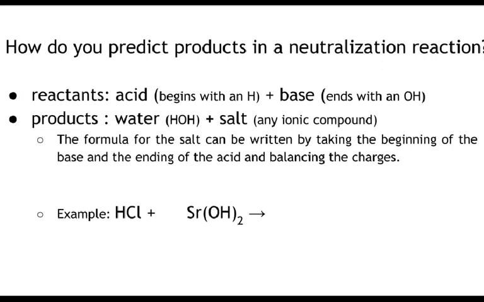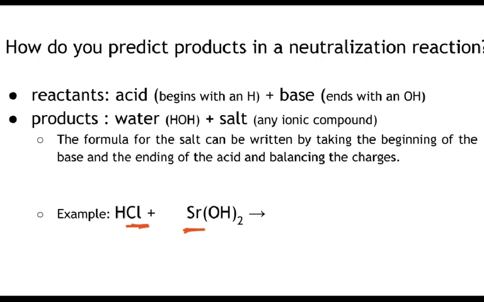Okay, so now besides being able to tell me it's a neutralization reaction, I want you to be able to predict the products of a neutralization reaction. So how do you do that? If you look, we know that the products are always going to be water and salt. The formula for the salt can be written by taking the beginning of the base and the ending of the acid. So if you look at my example here, I have hydrochloric acid and strontium hydroxide.